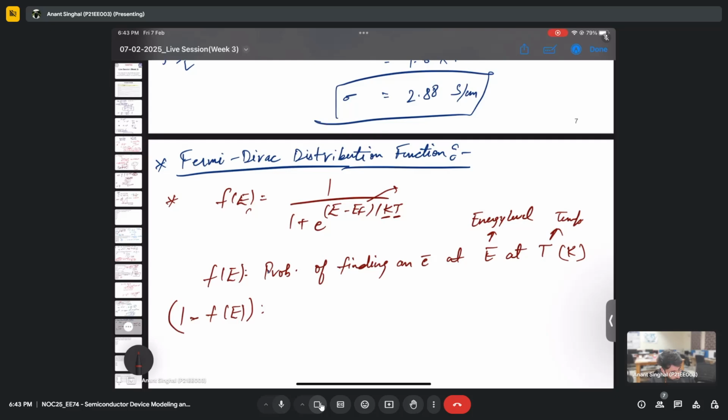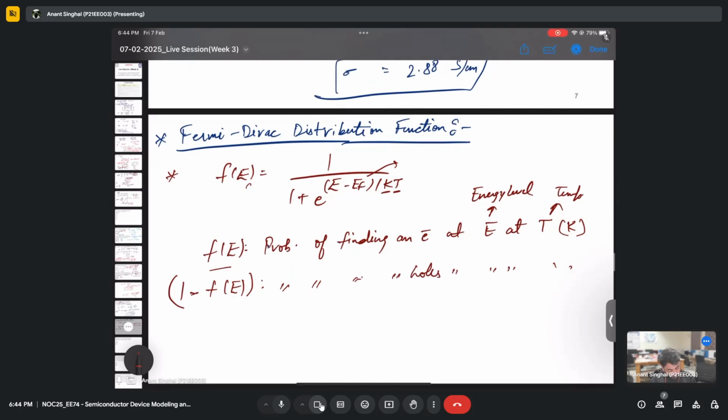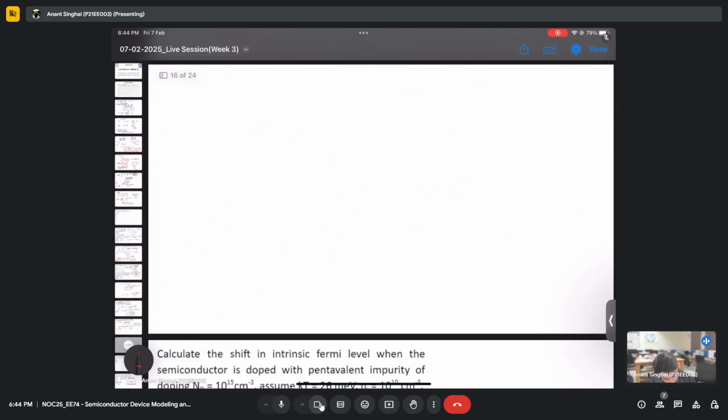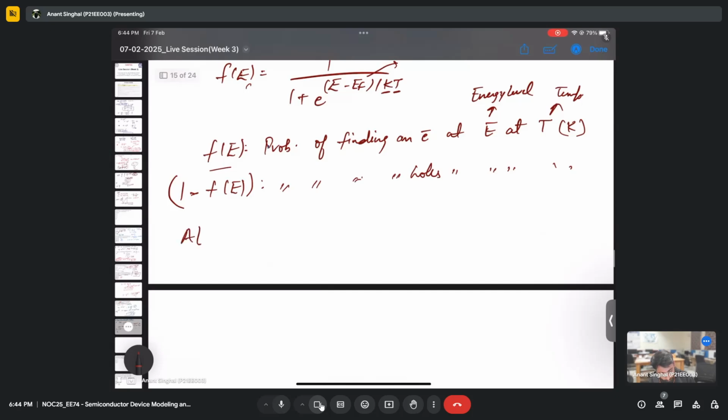Probability of finding holes. Yeah, that is correct. So we know that since the total probability is 1, 1 minus Fe will be the remaining holes. And again, EF is the Fermi level, T is the temperature, and K is the Boltzmann constant. So if we try to go very basic, let's say at T which is not equal to 0 Kelvin and E is equal to EF.